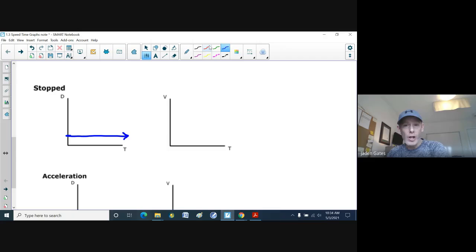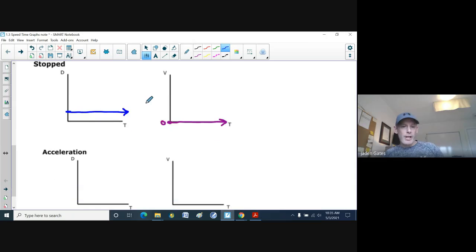Now, in terms of our velocity time graph, if it stopped, that means you have no velocity. So you're down here, and as you go along, we're going to have another straight line. But in fact, this one has to be along the bottom because our speed is 0. It stopped.